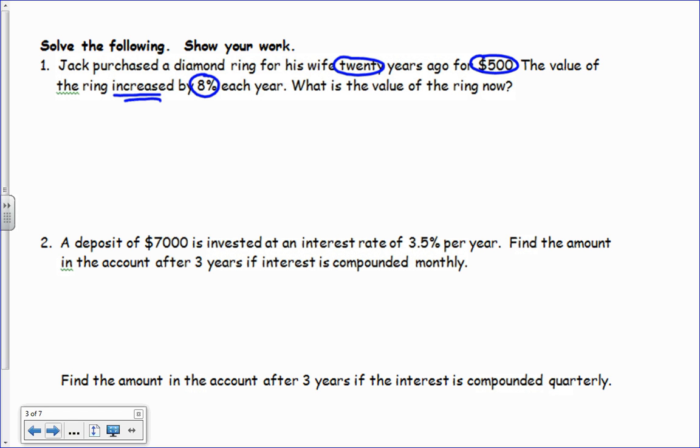So the formula that we are using is y equals a times 1 plus, since it's increased, r to the power of t. And on this one, our a, or our starting value, is 500.